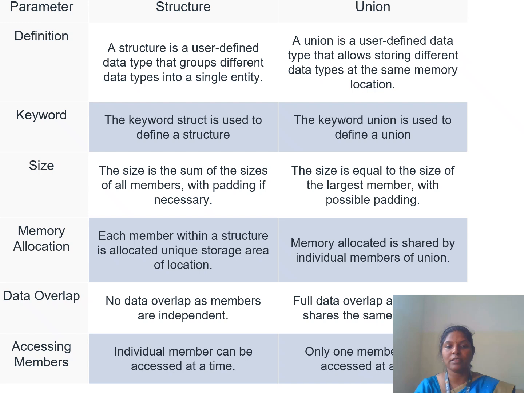Each member within the structure is allocated a unique storage location, but in a union, the memory allocated is shared by individual members of the union. No data overlap as members are independent. In a union, there is data overlap and they share the same memory address. Individual members can be accessed at a time in a structure. Only one member can be accessed at one time in a union.